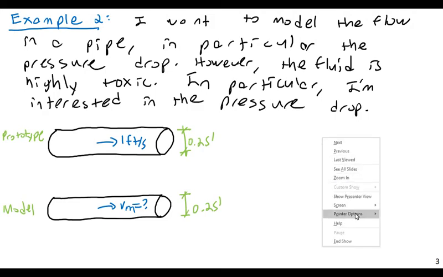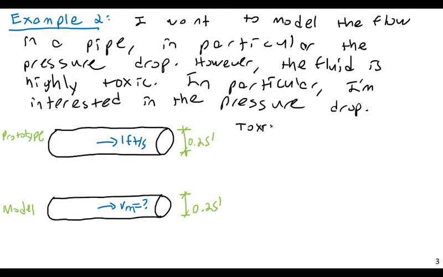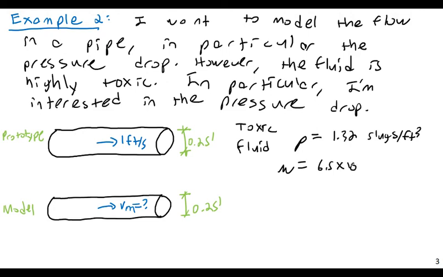Okay, so let me compare the two fluids. This is going to be the toxic fluid. And it has a density, a rho, of 1.32 slugs per cubic feet, and a viscosity of 6.5 times 10 to the negative 6 pounds second per feet squared. So viscosity higher than water.